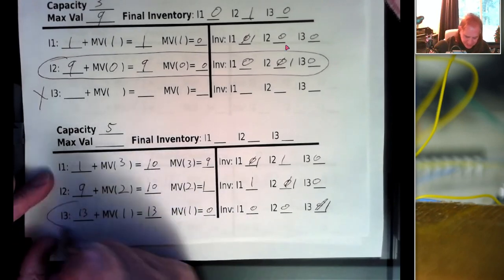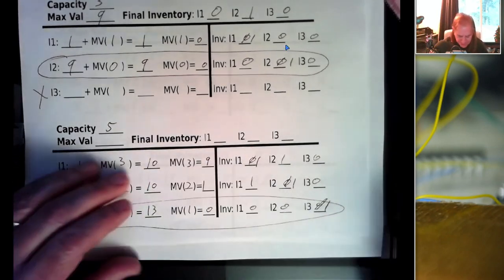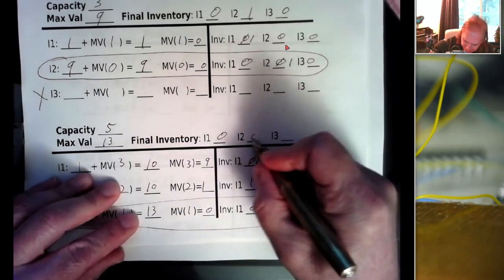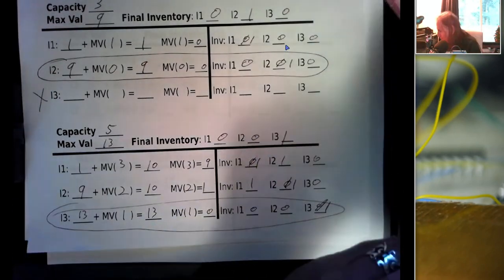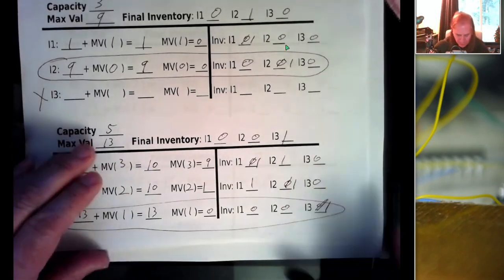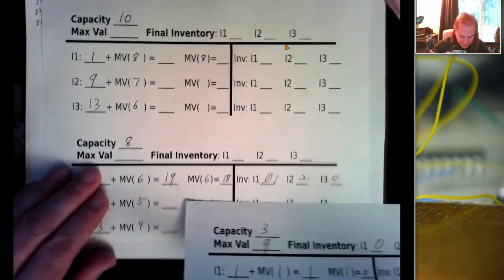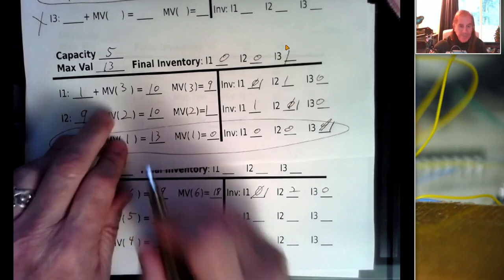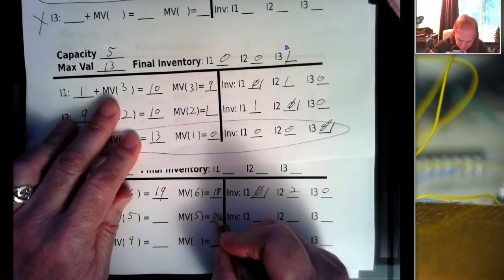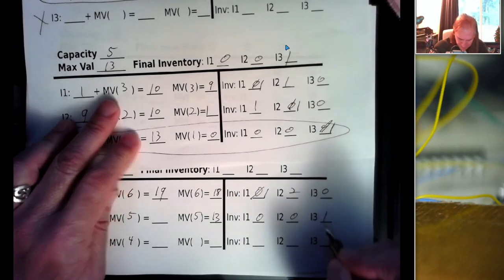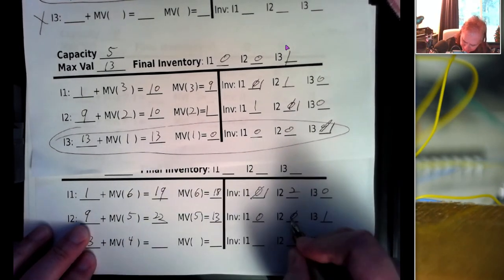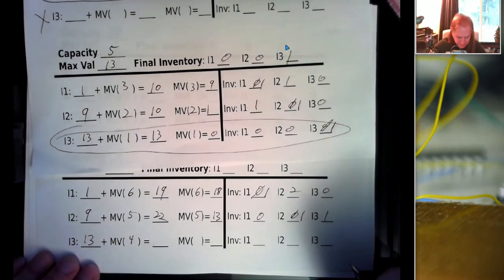And so 10, 10, 13, here's our optimal solution. So max val of 5 is 13, and the inventory is 0, 0, 1. Well, now that we know max val of 5, we can go back here and fill it in. Max val of 5 is 13, and the inventory is 0, 0, 1. 9 plus 13 is 22, and we bump up the count of item 2.